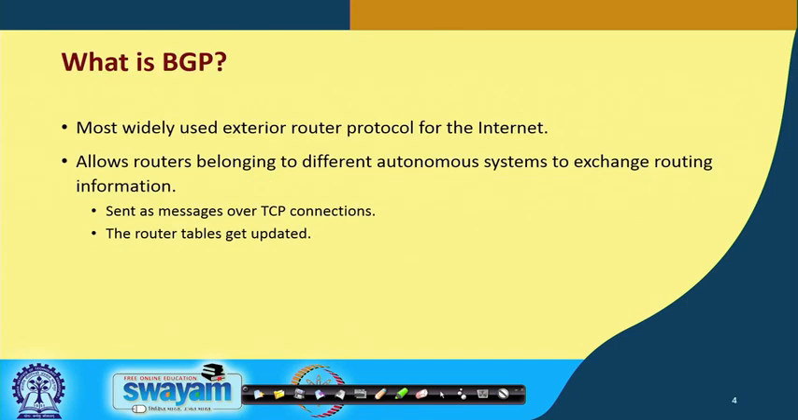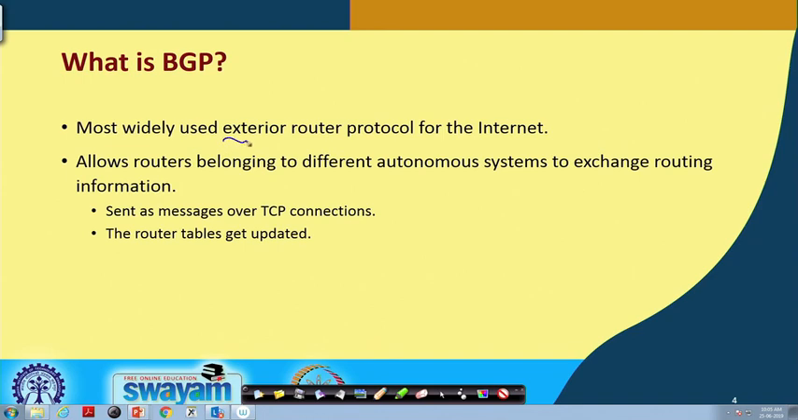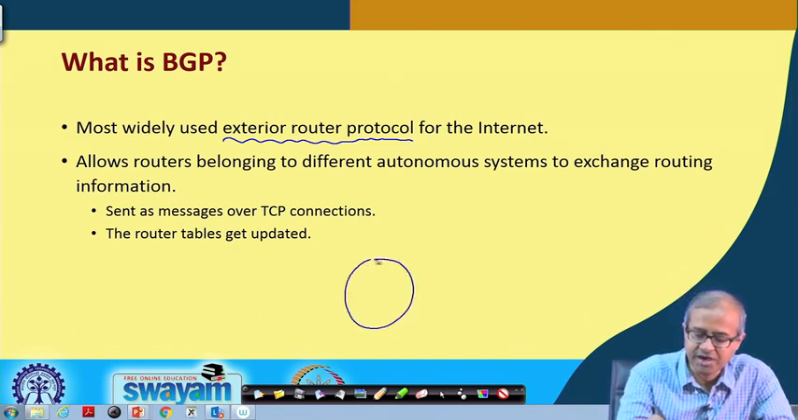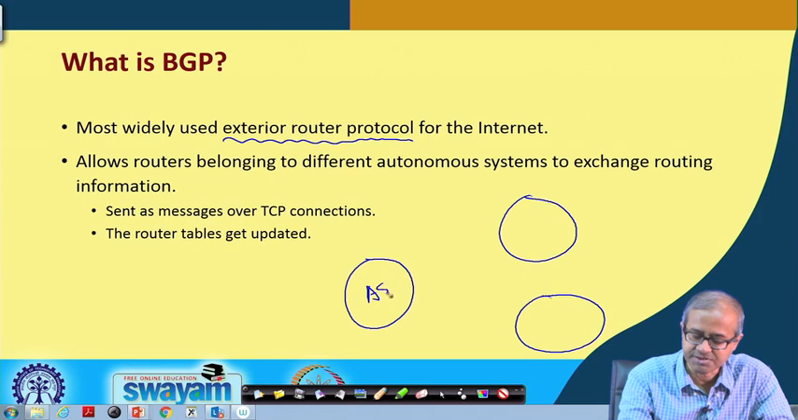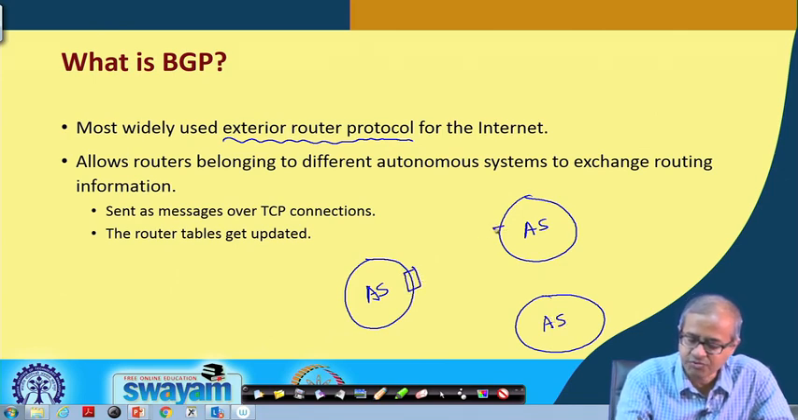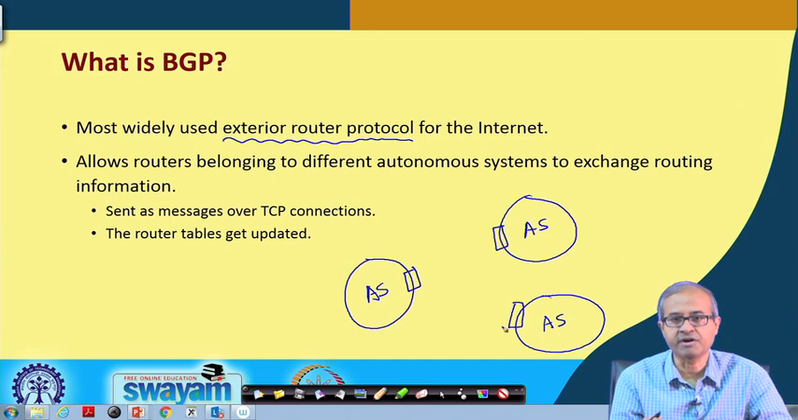Okay. So, let us see what BGP exactly is. As I had said, BGP is the most widely used exterior router protocol. Exterior and interior, I explained the distinction earlier. Let us say you have several autonomous systems, which consist of networks and routers. You can have one router here, and maybe one router here. These are exterior routers, or border routers.